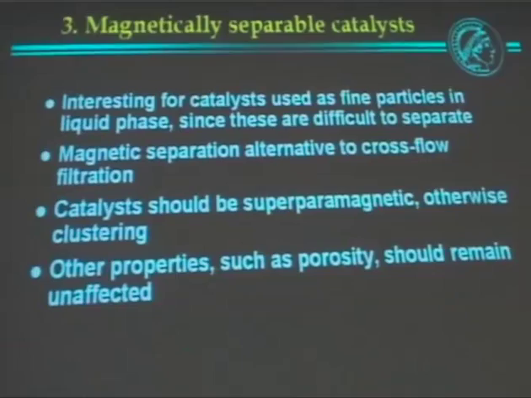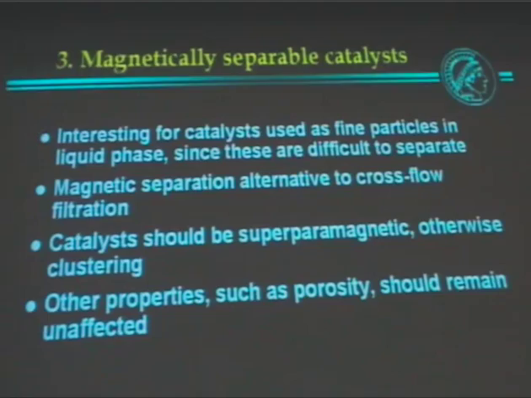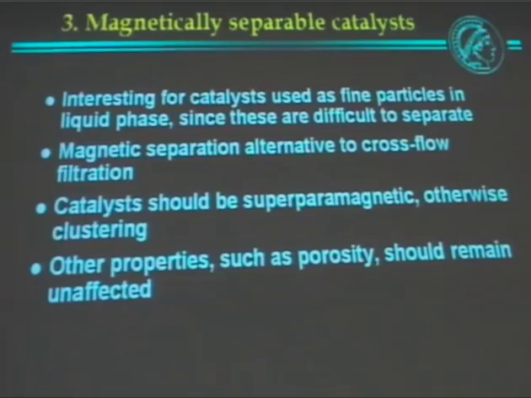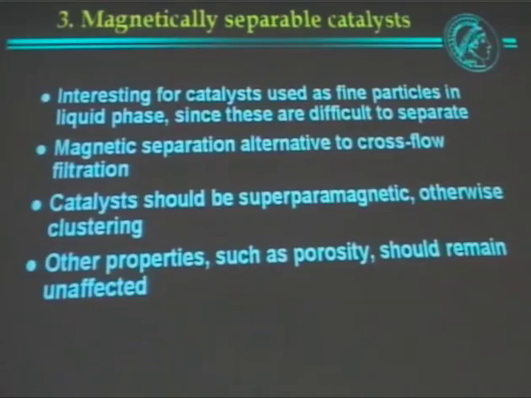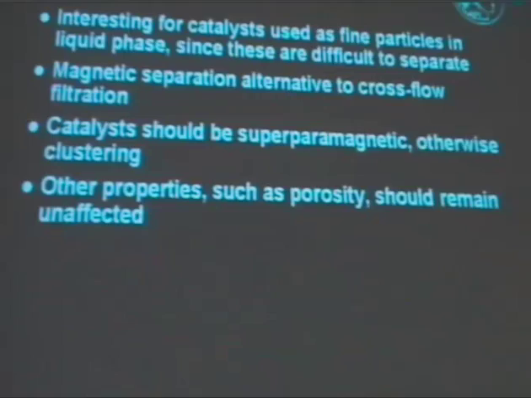The catalyst should be superparamagnetic, which means the magnetic particles should be so small that they retain their magnetism only with an applied magnetic field. If you switch off the field, you should lose the magnetism, because otherwise you do the reaction once, then the particles get all magnetized at room temperature, and then everything clusters together and you can never get it redispersed. So you need a system where particles are superparamagnetic, so switching off the magnetic field switches off the magnetism of the particles. And then we want other properties of our catalyst to be unaffected. Porosity, the pore system should still be acceptable.